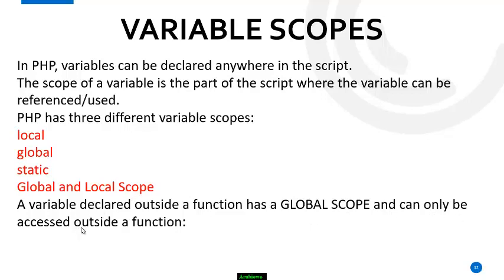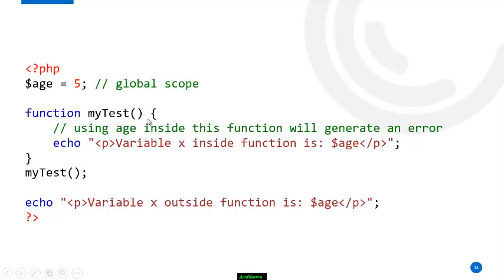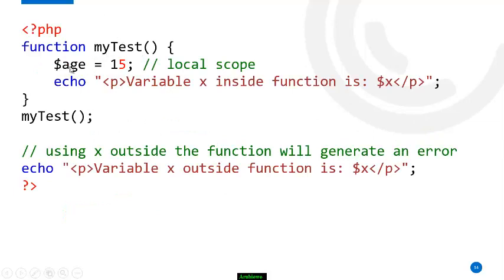I'm going to show you the usage of this. Okay, I think I've explained the global scope. Let's go into the local scope now. This is a local scope variable. If you look at this code base here, you have PHP, you have function my test, open curly braces. In this block, there is a variable declared, age is equal to 15, which is a local scope variable. So you can echo this variable inside this block, and it's going to be displayed.